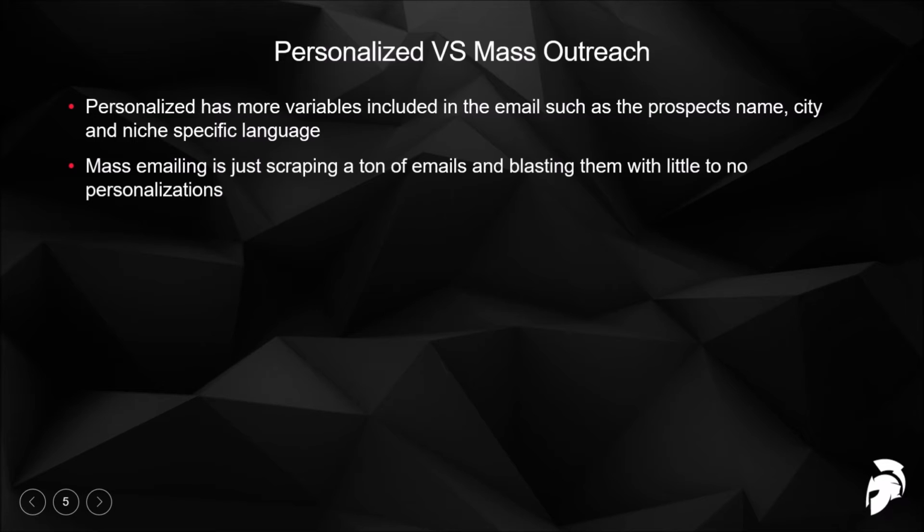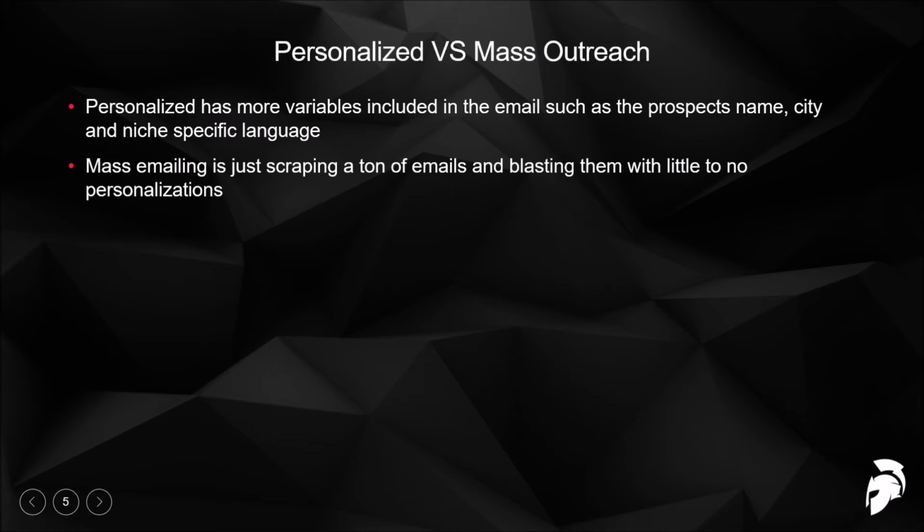And the difference is, personalized means more variables included in the email, such as the prospect's name, city, and niche specific language. Whereas mass emailing is just scraping a ton of emails and leads, and blasting them with little to no personalization. So they each have their pros and cons.